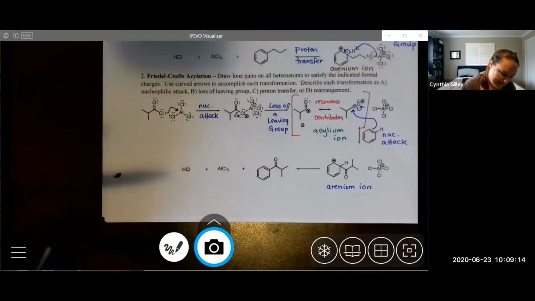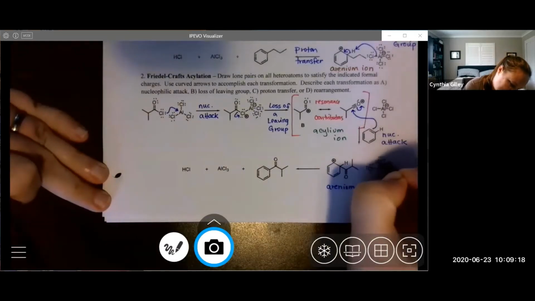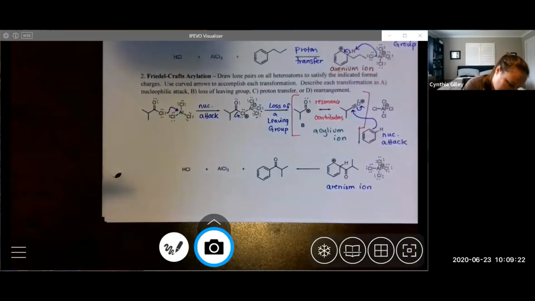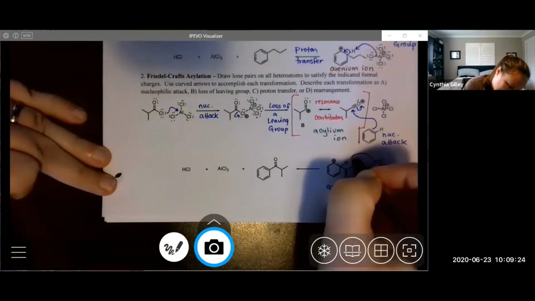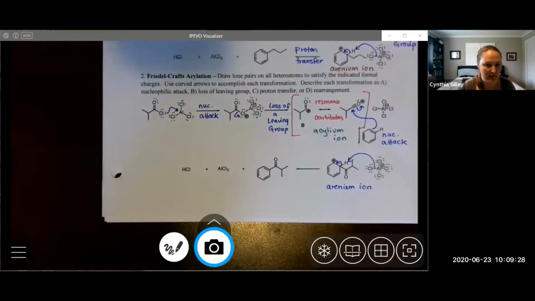Now we need a base. Remember, we can just get a chloride from the leaving group, come in and act as a base to regenerate the aromatic ring. Okay, so that is a Friedel-Crafts acylation, and they're very similar, but not exactly the same as Friedel-Crafts alkylation.